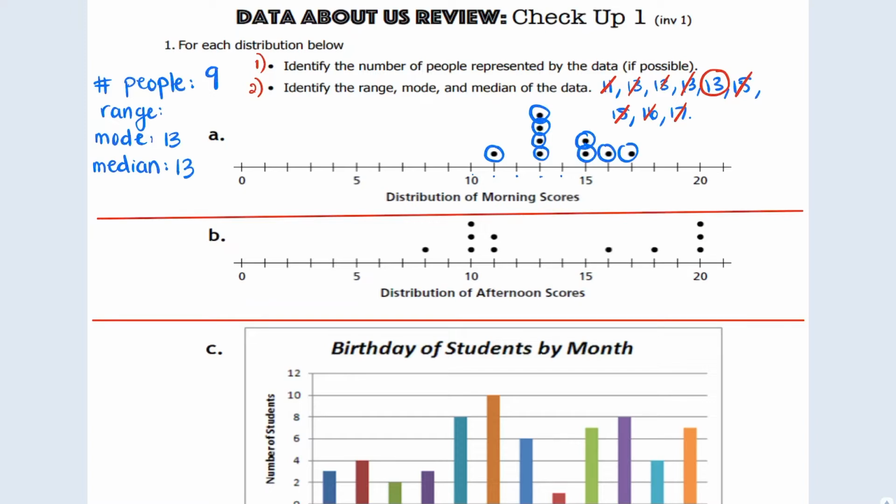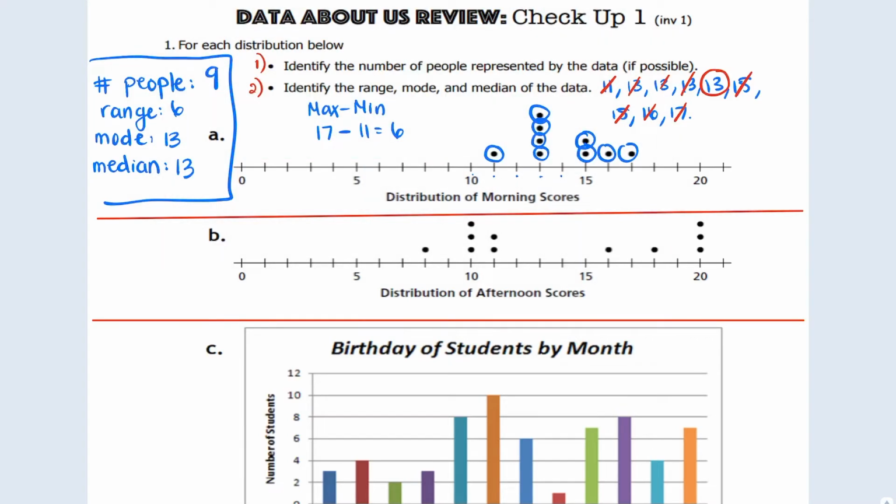The last thing I need to do is find my range. Remember, your range is your maximum value minus your minimum value. Our maximum value is 17, our biggest number, and our smallest number is 11. 17 minus 11 gives us 6, so that is our range. I am done with question A. These are my answers for question A. All right, let's keep going.